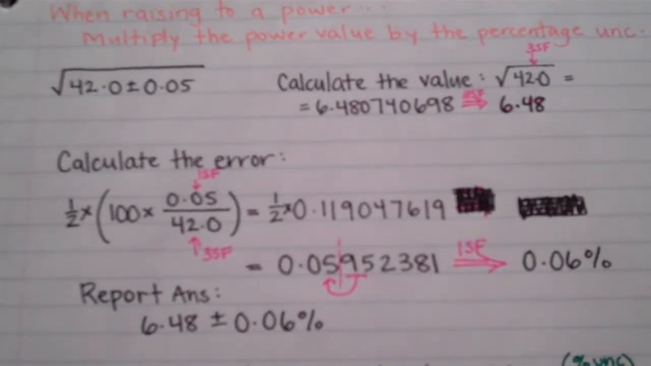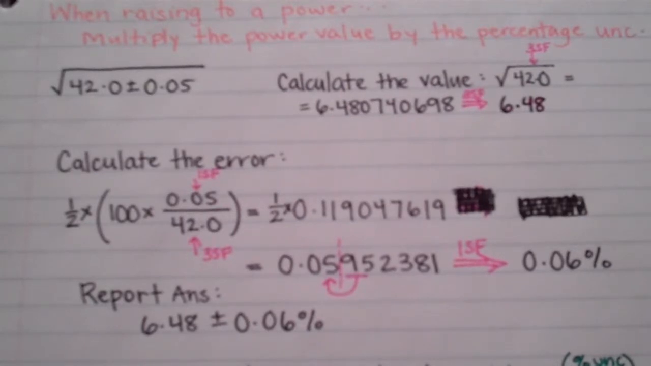This example deals with what we need to do when we're raising something to a power in an experiment and we need to deal with the uncertainties or the errors in that measurement. And I've got a note at the top. It says when raising to a power, we need to multiply the power value by the percentage uncertainty. So I have a value, 42.0 plus or minus 0.05. That's my uncertainty, my absolute uncertainty in that measurement. And I need to take the square root of that.